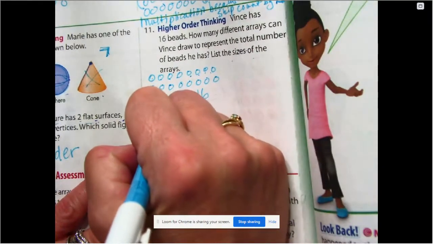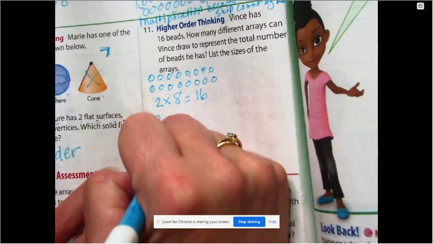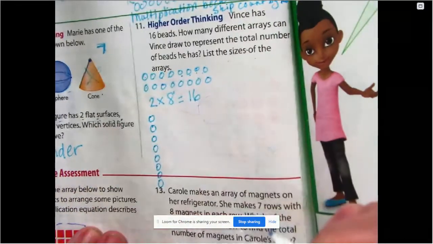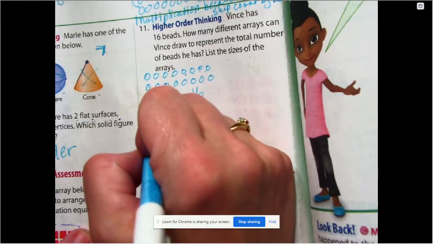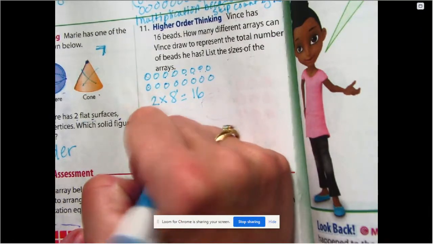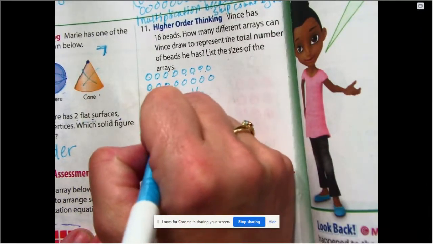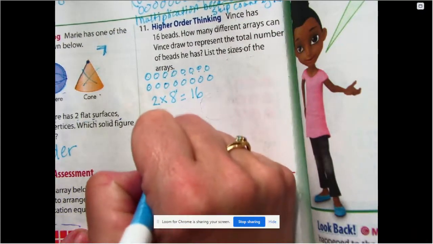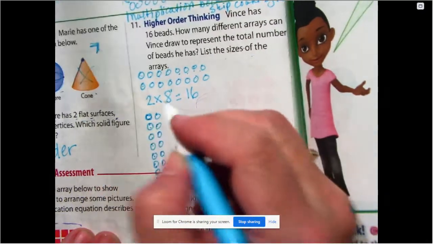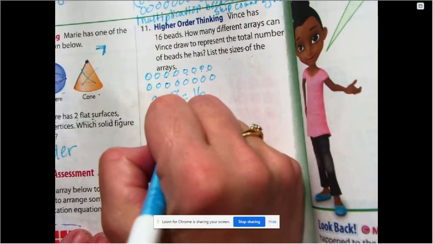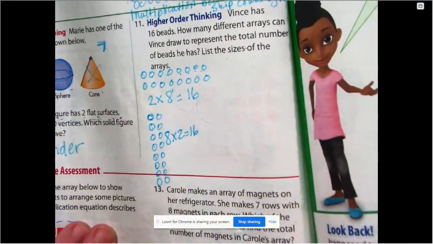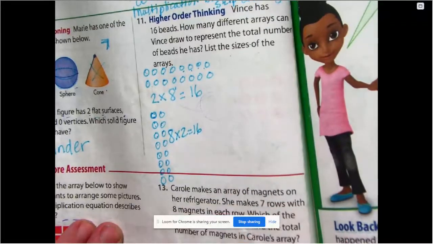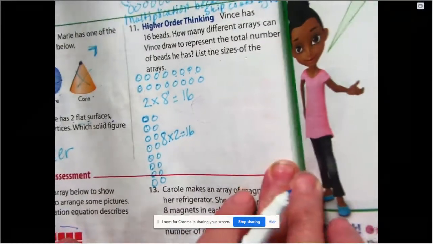8 rows, 2, 3, 4, 5, 6, 7, 8. Okay. 1, 2, 3, up to 16. So I have 8 groups of 2 equals 16. Let's keep thinking. How else could I represent 16?